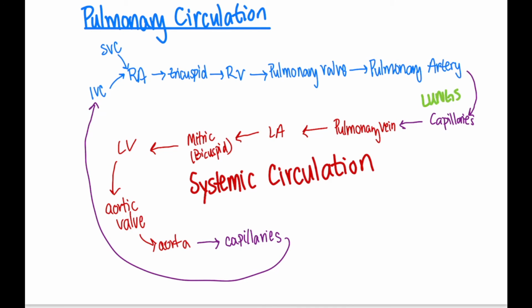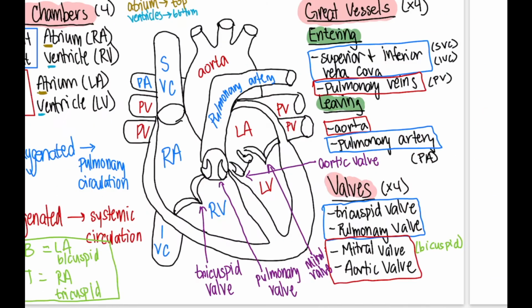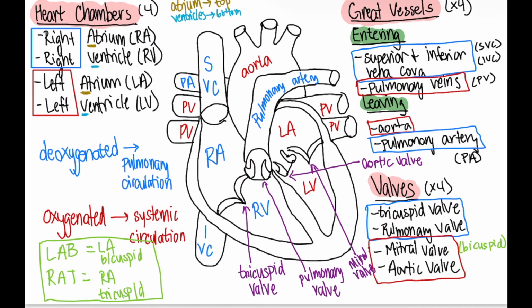So let's draw this out on the picture so that we're able to follow along. First things first, we're going to have deoxygenated blood from the top of the body coming in through the superior vena cava, and deoxygenated blood from the bottom of the body coming in through the inferior vena cava. All of that deoxygenated blood would then go to the right atrium. It would travel through the tricuspid valve and then go to the right ventricle.